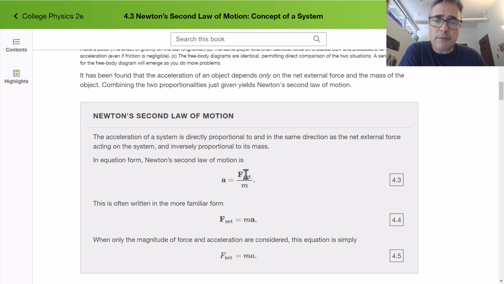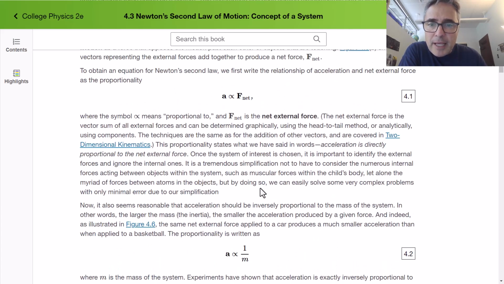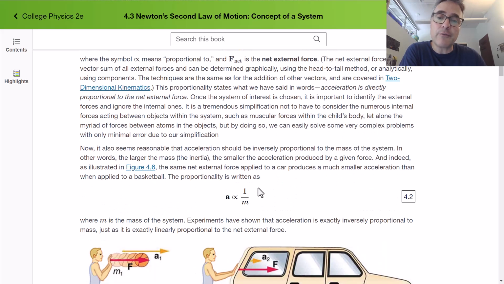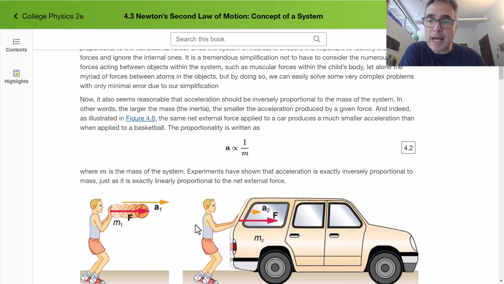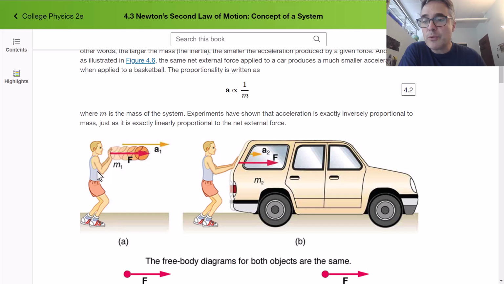The direction of the net force always matches the direction of the acceleration. And then there's some stuff about mass here. Acceleration is proportional to the net force, and it's inversely proportional to the mass. Basically, if you push with a force on a basketball, it accelerates a lot. If you push with that same force on a much more massive object like a car, it only accelerates a little amount.